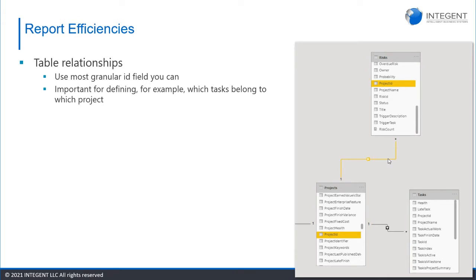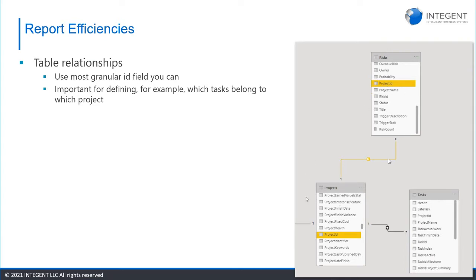Table relationships are very important in creating your structure to make sure that Power BI knows which projects these risks belong to, which project these tasks belong to, which task these assignments belong to, for being able to really tell the back end how all of this is going to go together, not only for what goes together for tasks and projects, but also for being able to filter. You need to use the most granular ID field that you can, and it will depend a lot on what you're trying to tie together.